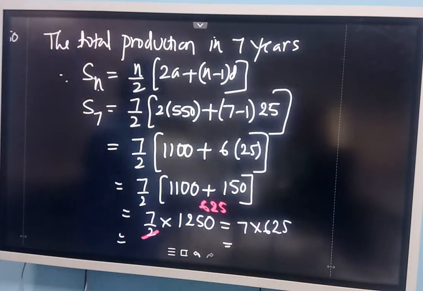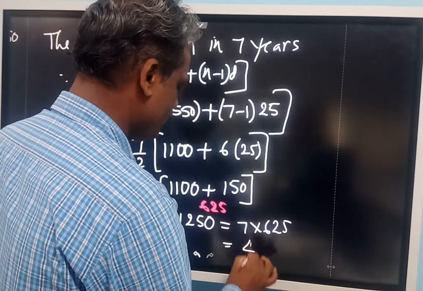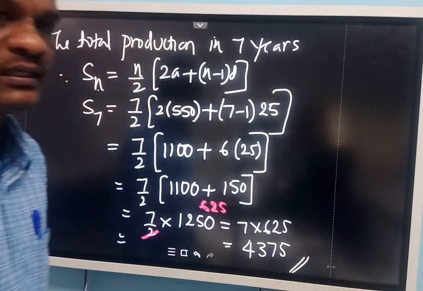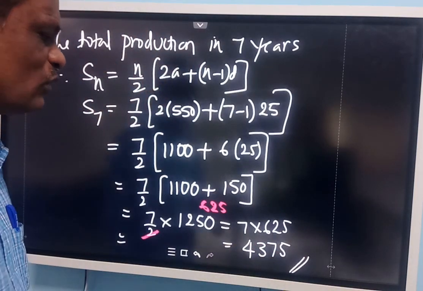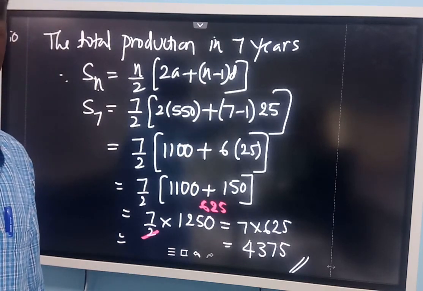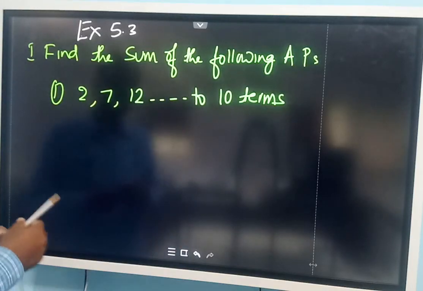625 into 7. You need to multiply this. Then you will get the total product is 4,375. The total production in 7 years is 4,375 sets of TV.